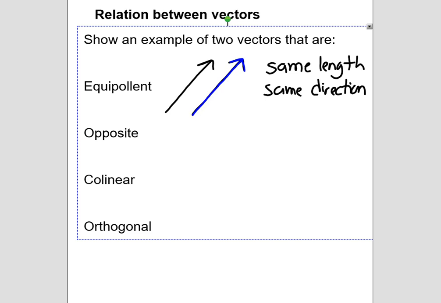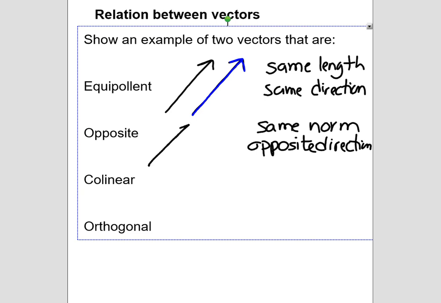Okay, opposite, they're going to have the same norm or same length, so same norm, but they're going to have opposite direction. So what does it look like? So I'm going to take this one here, but the other one has to be same length, but opposite direction. So it's going to look like this.